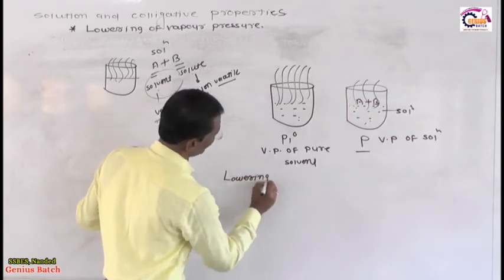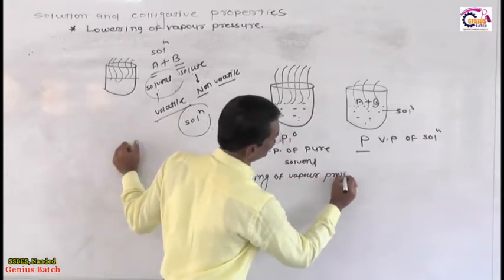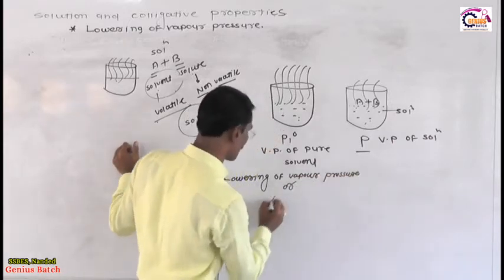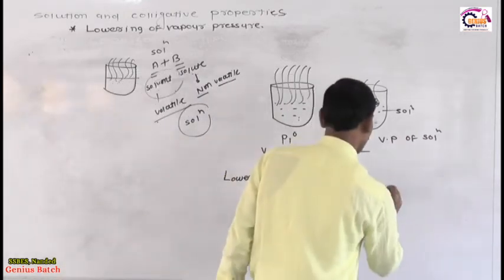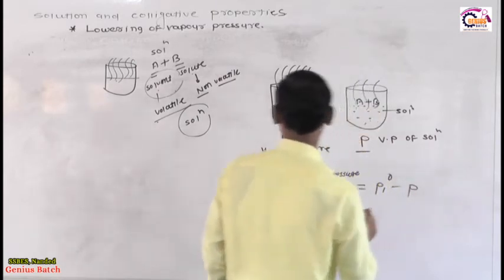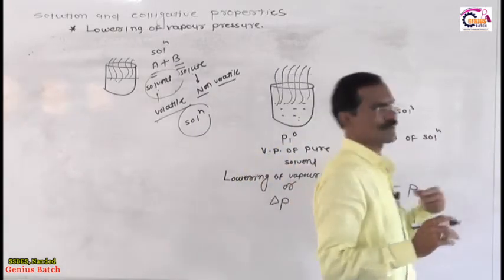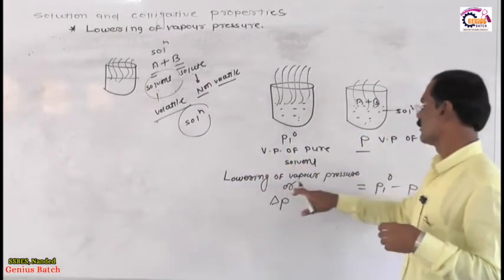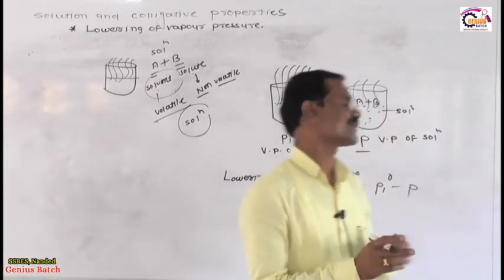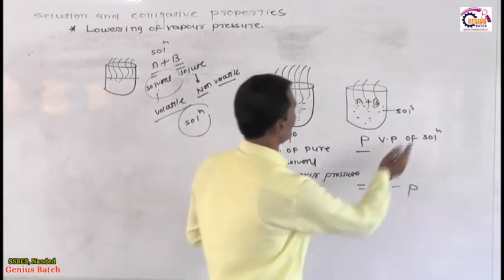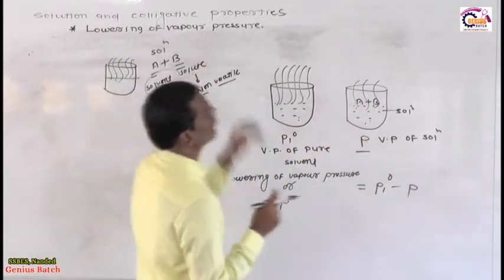Therefore, lowering of vapor pressure, which is called delta P, is equal to P10 minus P. What is the meaning of P10? P10 means the vapor pressure of the pure solvent, minus P, the vapor pressure of the solution. So this is called the lowering of vapor pressure, or delta P equals P10 minus P. So how much the vapor pressure of the pure solvent is lowered in a solution due to the addition of a non-volatile solute is called lowering of vapor pressure.